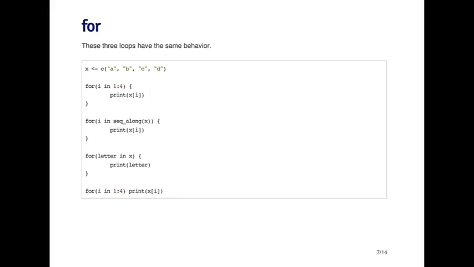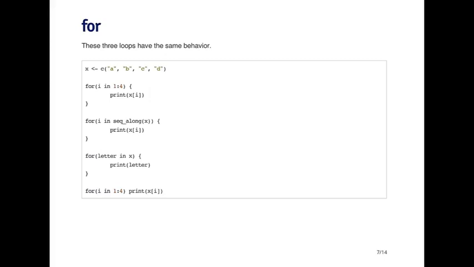So for example, in the first one, I've done what you might commonly see in other languages like C that have for looping. Here I've got an index i that I sequence through 1 through 4. I create an integer sequence, and then I print out the ith element of x each time. So this loop just prints out A, B, C, D.